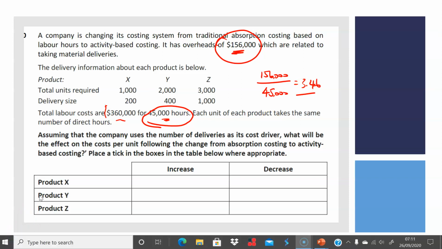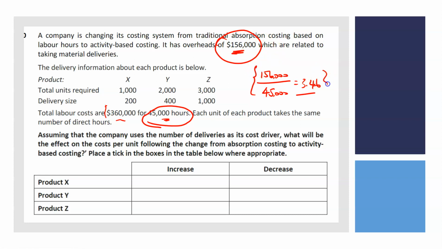And then I'll show you why you don't need to go all this way, but you could do it the way you would if you're doing an exam. You say, okay, that's what it is per hour. You can then find the number of hours that take place here. It tells us that each unit takes the same number of direct hours. So technically, this is 1,000 units, 2,000 units, 3,000, so in total you have 6,000 units. So you could find the number of hours used to make each unit. You have 45,000 divided by 6,000 units, and that comes to 7.5 hours per unit.